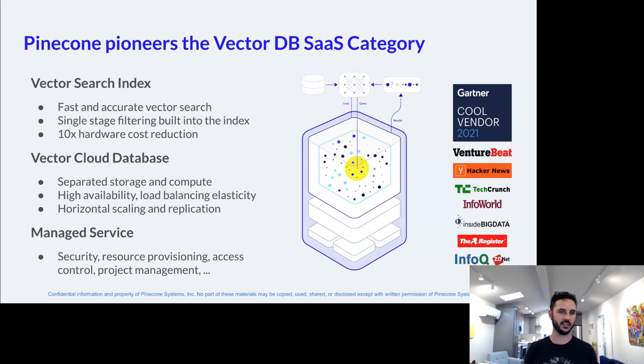You have to then have a cloud database, so you have to scale the whole thing, care about ingestion, care about high availability, load balancing, separating storage from compute, horizontal scaling and replication and so on. And finally, managing security, resource provisioning, access control, product management, the whole nine yards, okay?